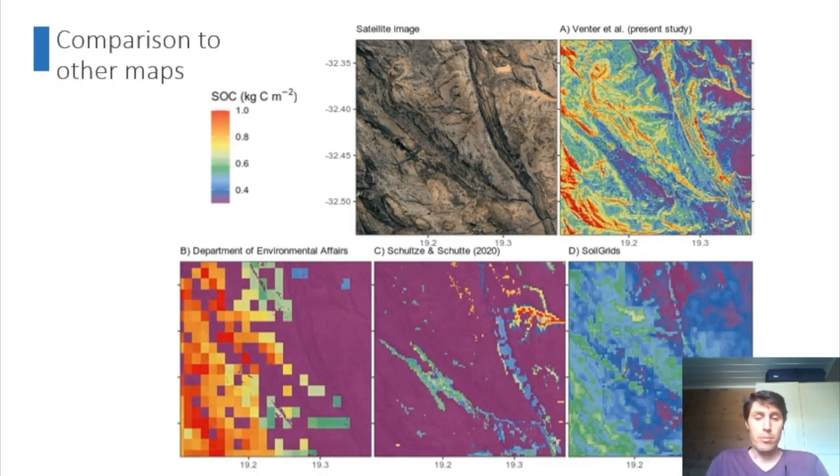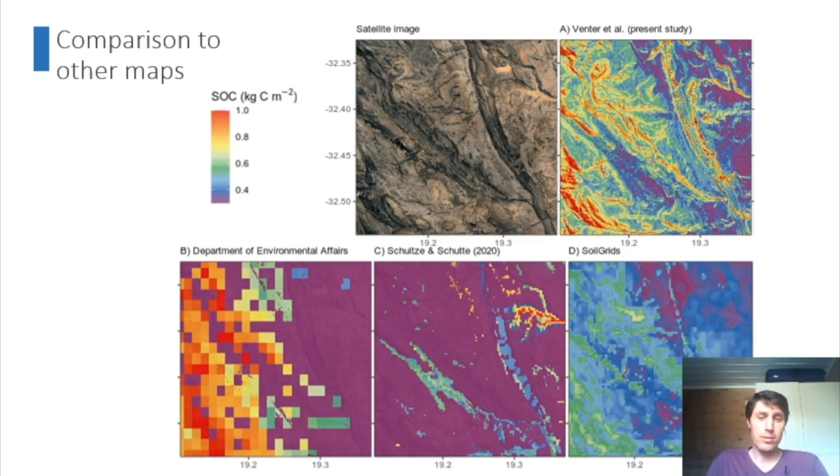Another way to compare the maps is just visually at a landscape scale. We see the satellite image of a landscape in the Eastern Cape, and the soil organic carbon is displayed on the other maps with this color bar. And here is the map we produced at 30-meter resolution, and you can see the detail that the map picks out in terms of spatial variation of soil organic carbon.